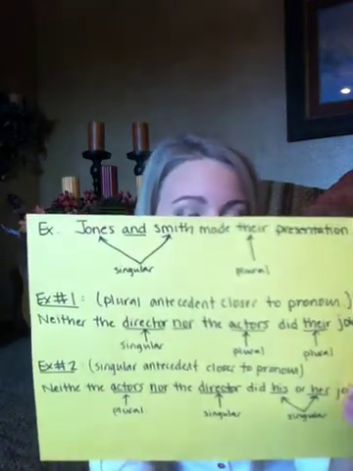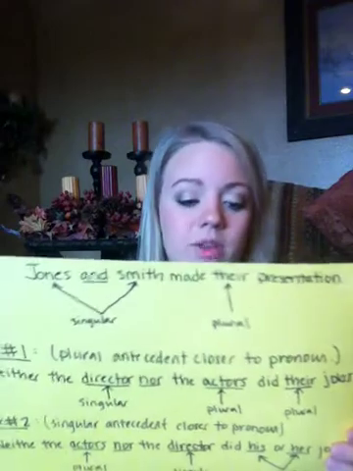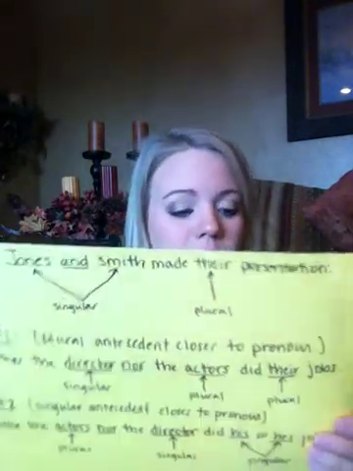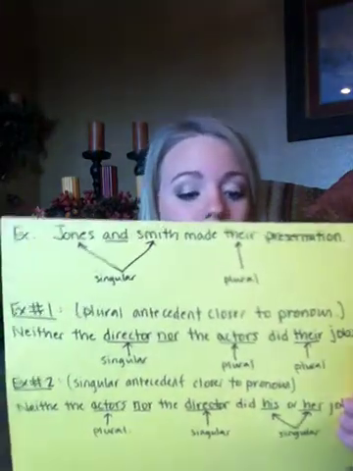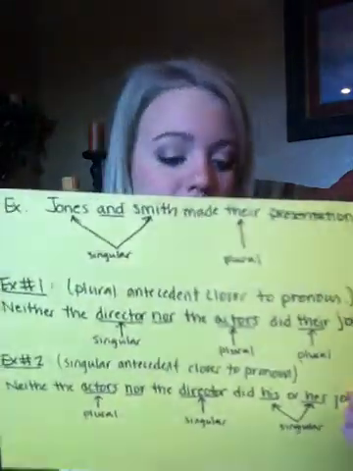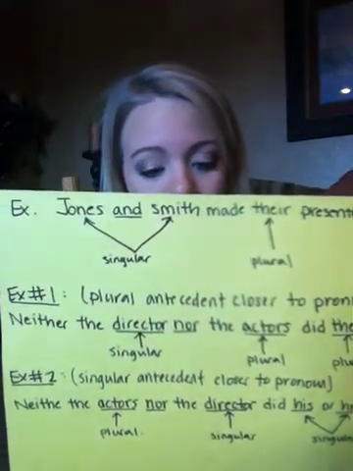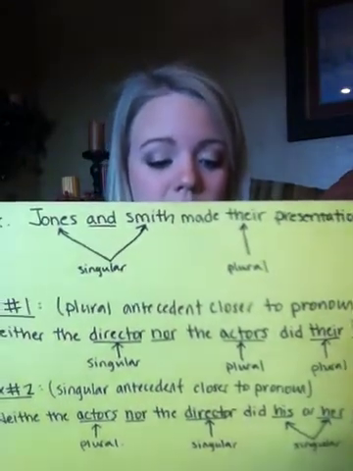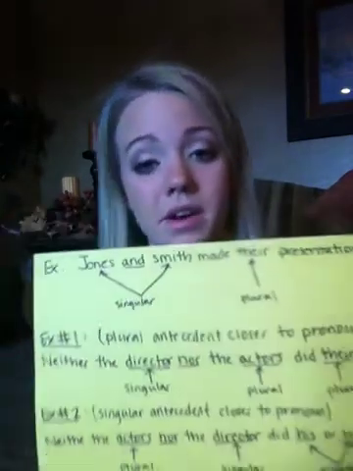With compound subjects joined by or or nor, the referent pronoun agrees with the antecedent closer to the pronoun. In this example, the plural antecedent is closer to the pronoun. Neither the director nor the actors did their job. Director is singular. It's connected by nor. Actors is plural. Their is plural.